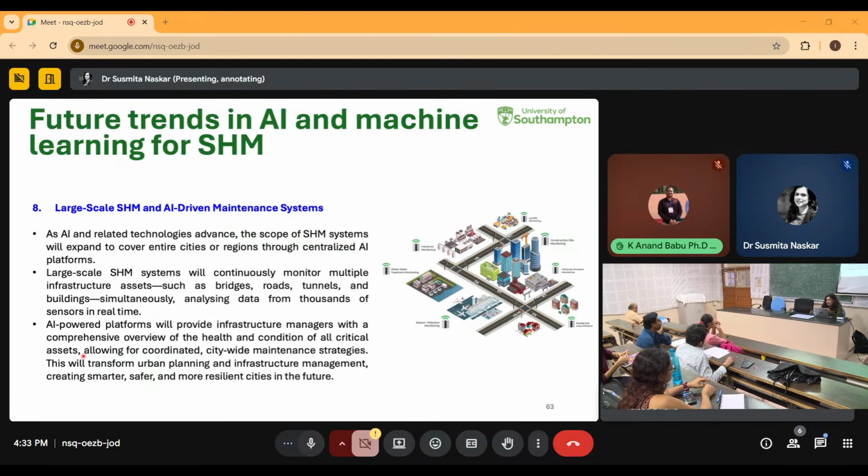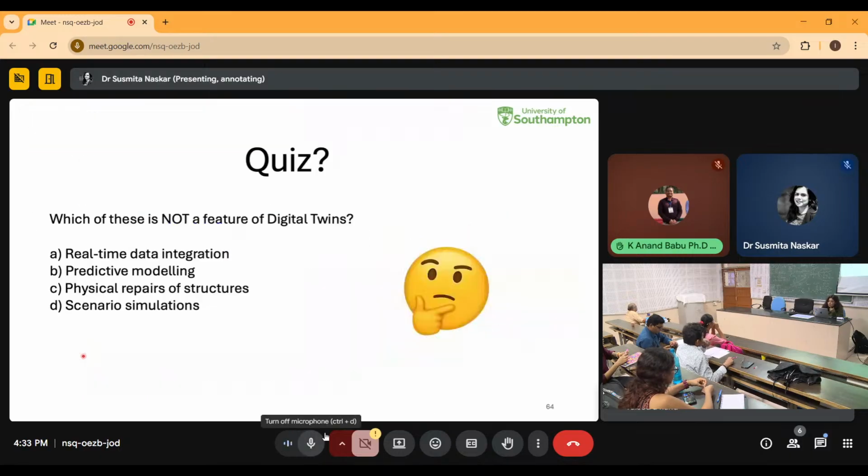They are always interconnected. If you look into all of this, they are always interconnected. They still do have a lot of disadvantages, and how you can take care of that is what the current research is trying to find out. So now let's try to see one or two quizzes on that.